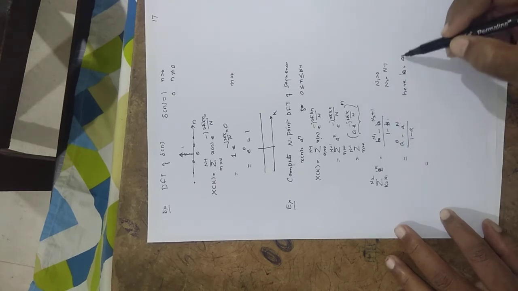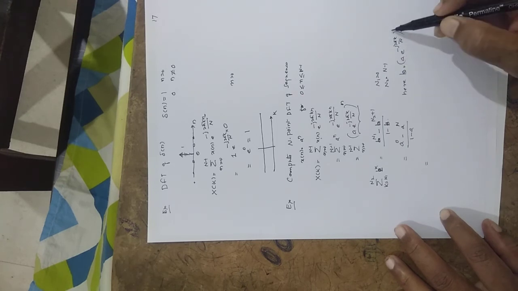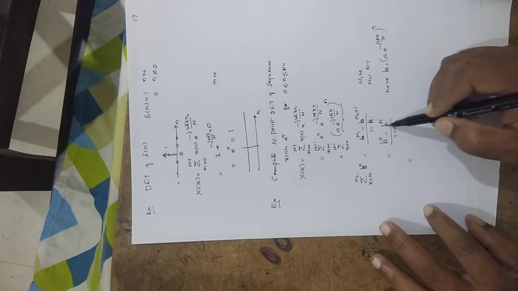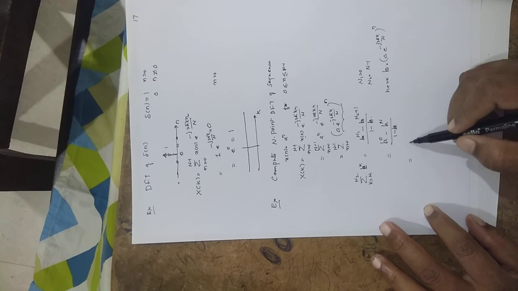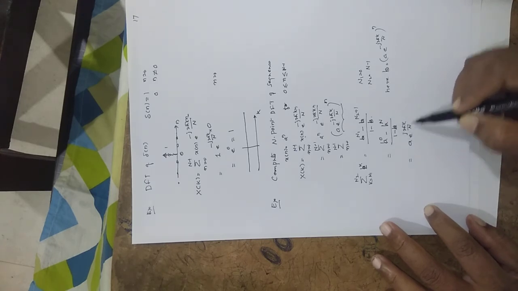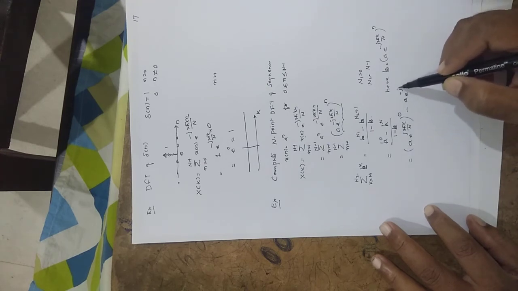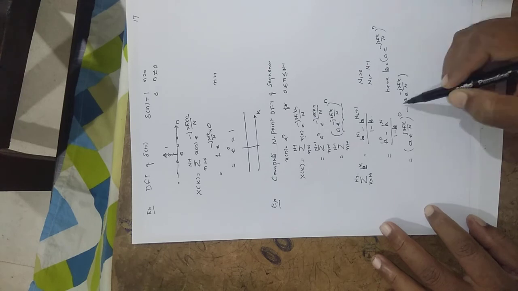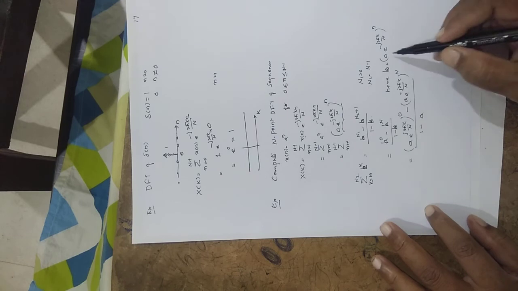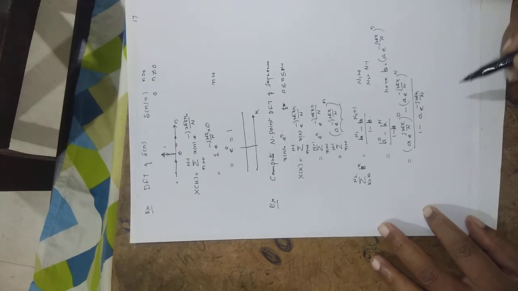So b is equal to a into e to the power of minus j 2 pi k by n, raised to n. Then this is b. Now replace b by this one: a e to the power of minus j 2 pi k by n raised to 0, minus a e to the power of minus j 2 pi k by n raised to n, divided by 1 minus a into e to the power of minus j 2 pi k by n.